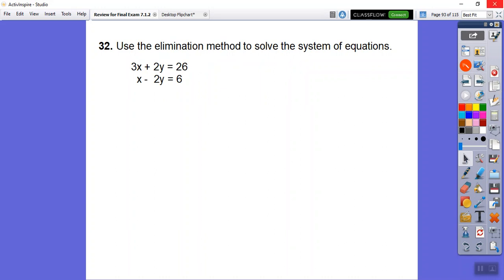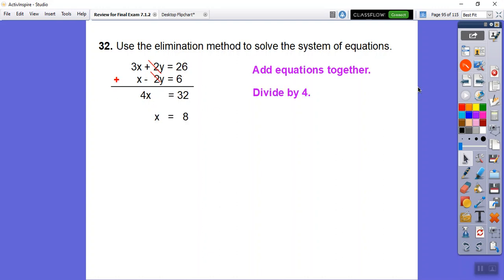All right, use the elimination method. Okay, so the elimination method is to make sure that either the x's are opposites or the y's, and the y's here are opposites. So if they weren't, we'd manipulate them to make them opposites. So these guys are already, this is positive 2y, this is negative 2y. So these are ready to add these two equations together. So when I add them together, those cancel. 3x plus x is 4x, 26 plus 6 is 32, and then 4 goes into 32 8 times.